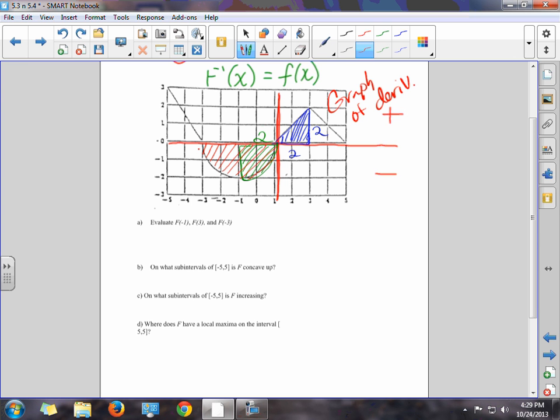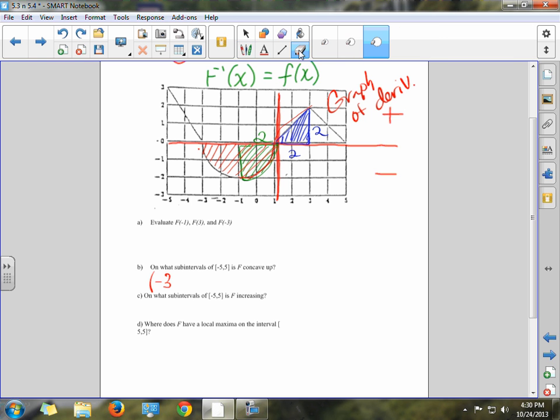If we want to find intervals of concavity, then this is going to be where my derivative is increasing, because that's where my second derivative is positive. If I look at this graph from -1 all the way to 3, my graph is increasing. So this is going to be concave up from -1 to 3.